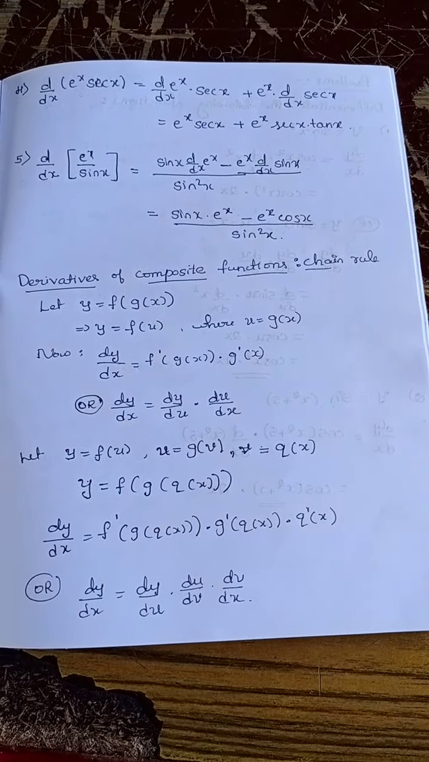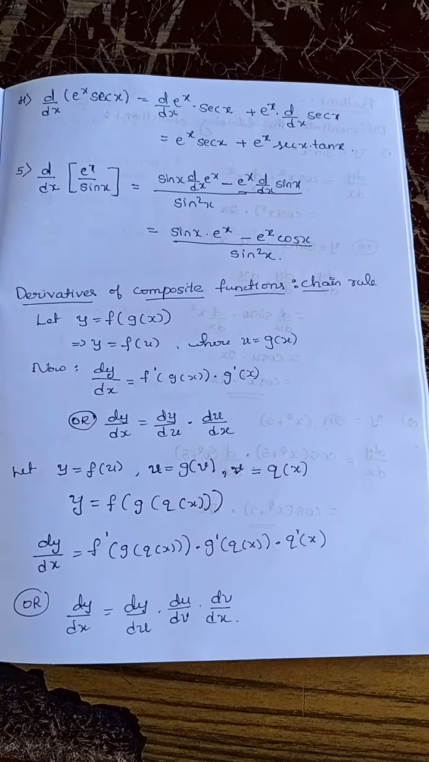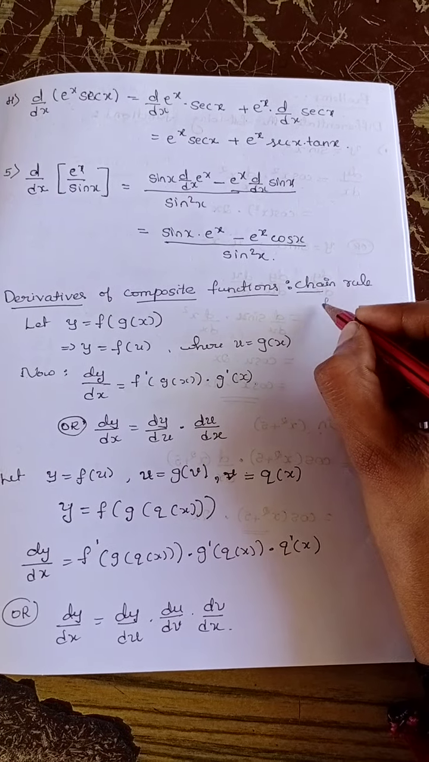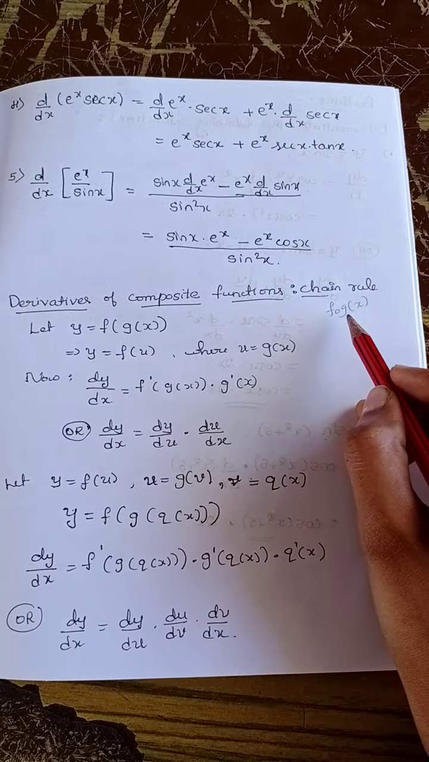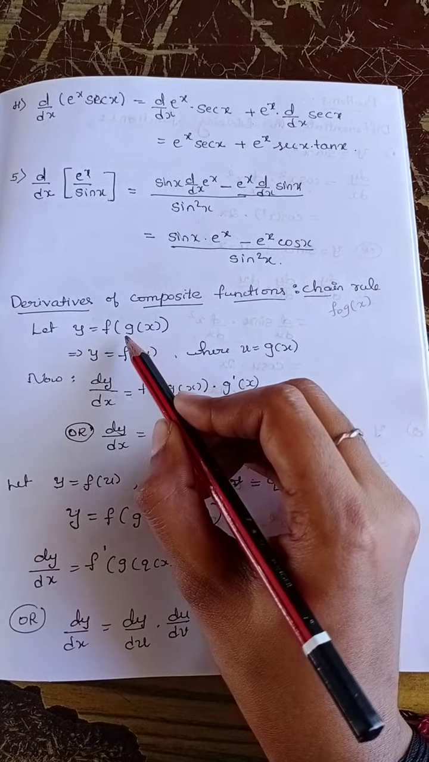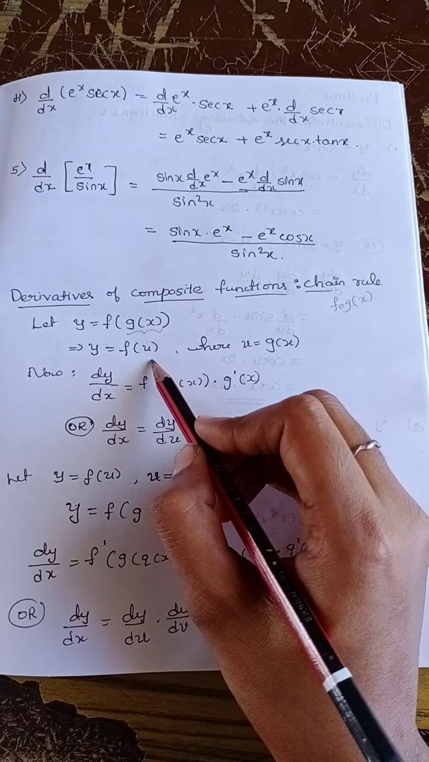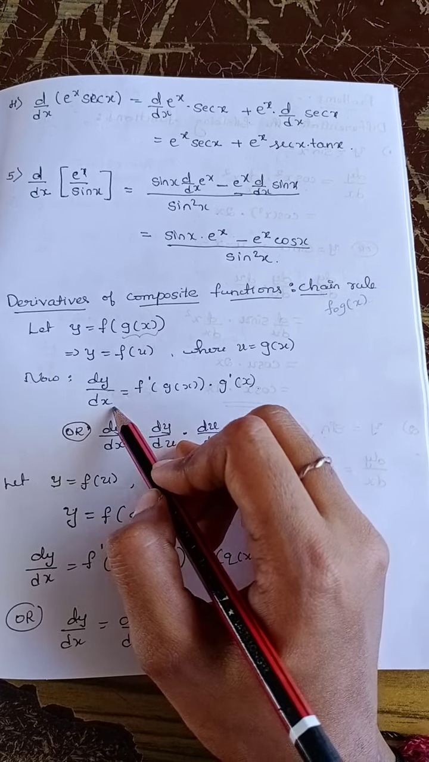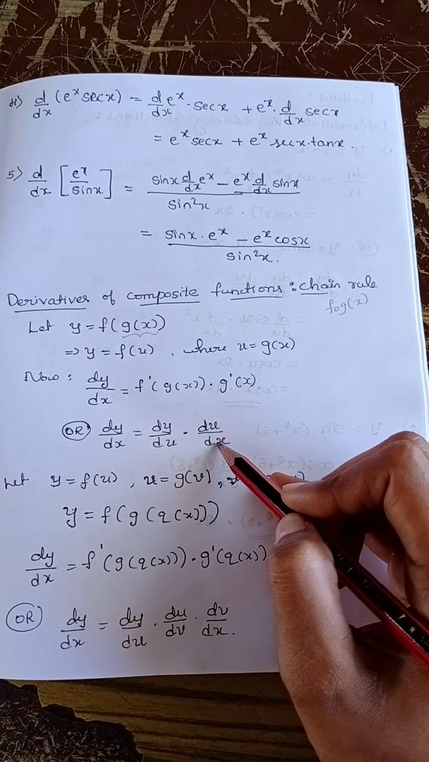Next one is the derivative of a composite function, the chain rule. How to find the differentiation of a composite function? Composite function means f composite g of x, that is y equal to f composite g of x, that is f of g of x. First consider the inner term, that is g of x, as u. Next you have to find dy by dx, that is equal to dy by du into du by dx.